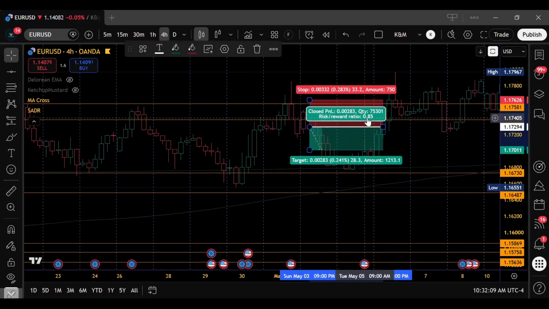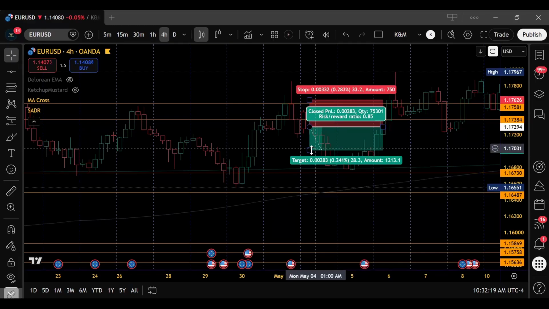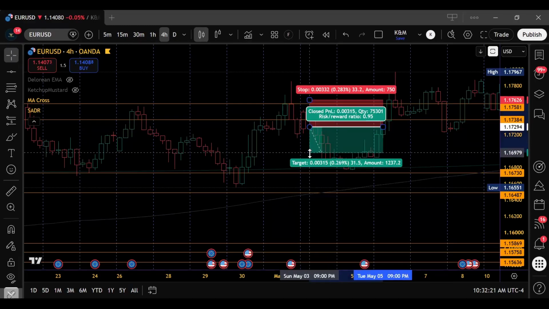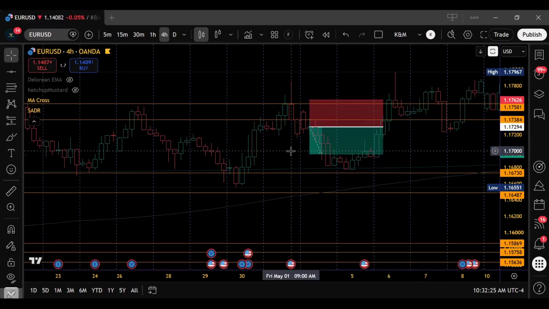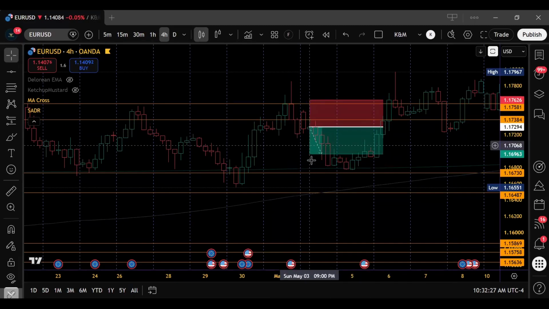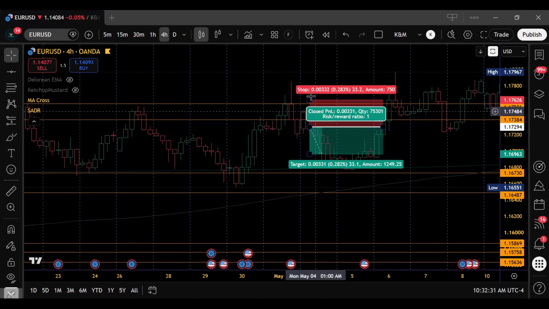My risk to reward is 0.85, so I'm going to make that a 1. It's not doing it how I want to do it. There we go. Got it at a 1. That would have been my 1-to-1 risk to reward ratio trade. I'd have entered this trade, put my stop loss up here, TP down here. As you see, it would have come and hit our target.